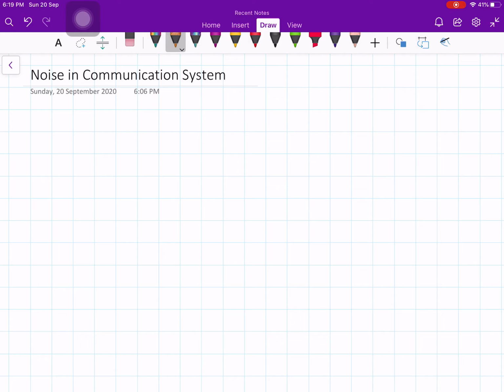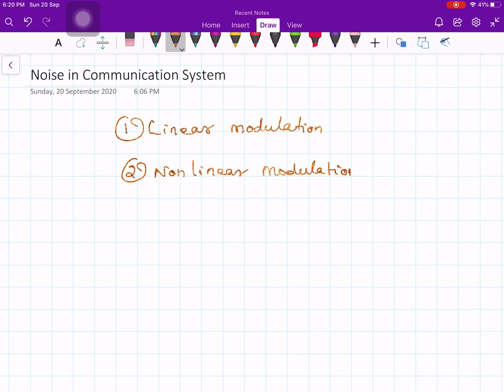So we have studied several modulation schemes by now: linear modulation schemes, as well as non-linear modulation schemes. When I say non-linear modulation, the examples are the FM system and PM system. Linear modulation, the AM system. So we have seen the pros and cons of linear modulation and the pros and cons of non-linear modulation, like the pros and cons in terms of system complexity and bandwidth, etc.